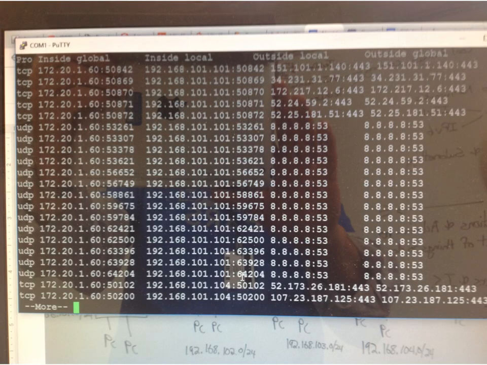Here's an example of NAT. We looked at one of these before. I'm way up here at the top. So this is the inside global address, that's the one it's converting to. This is the inside local address.